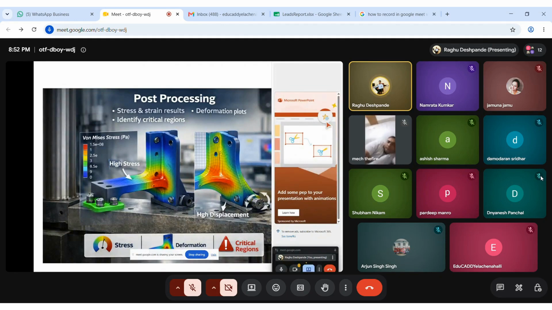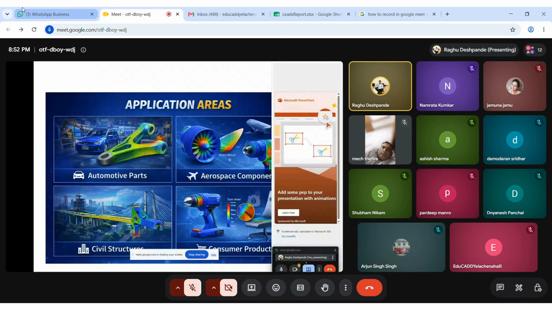So the FEA software gives a number of solutions. Out of that we have to choose how to predict that, how to analyze that particular component of the solution. That is the most important point. Okay. So again, as I said, application areas like automotive and aerospace are extensively using this HyperMesh software nowadays.